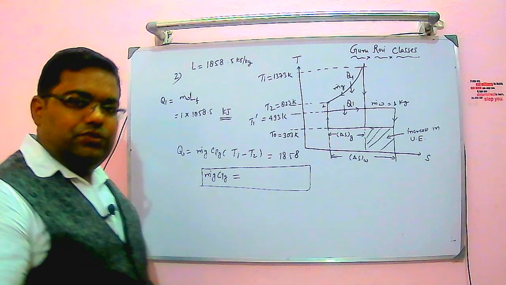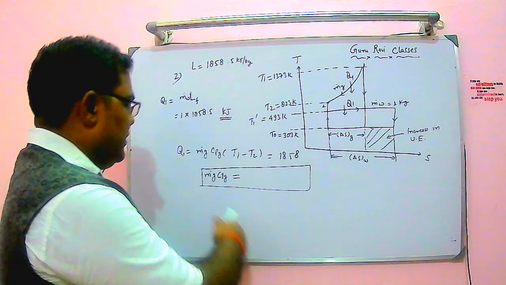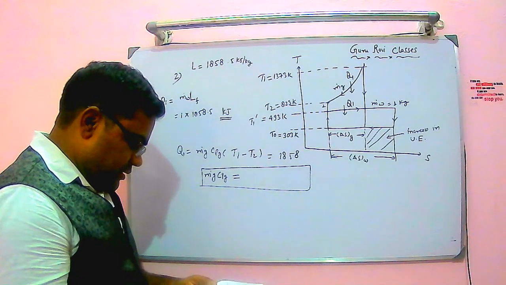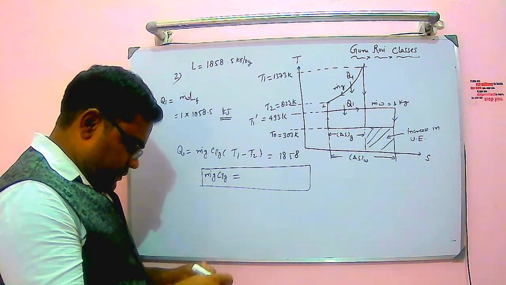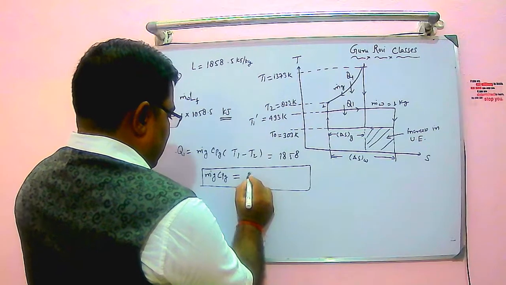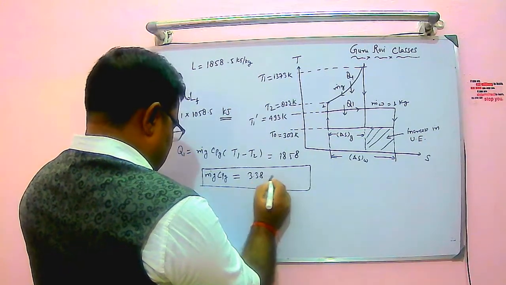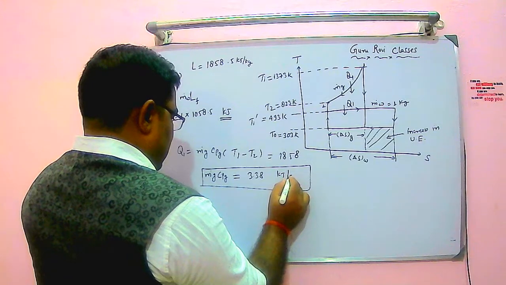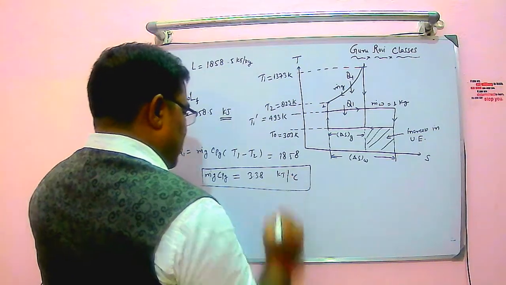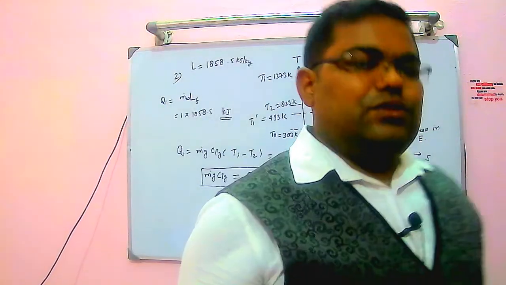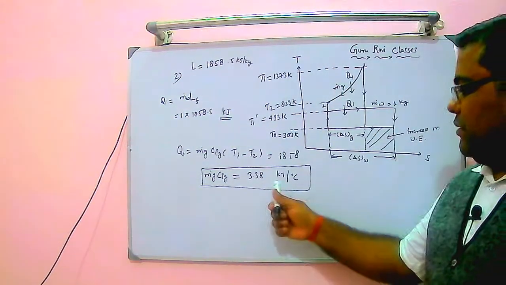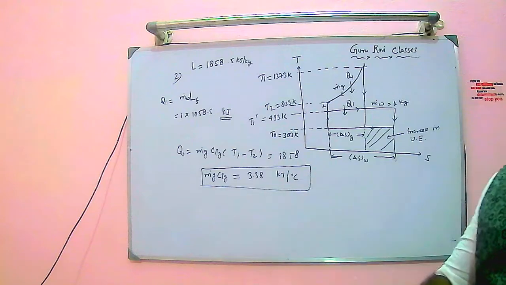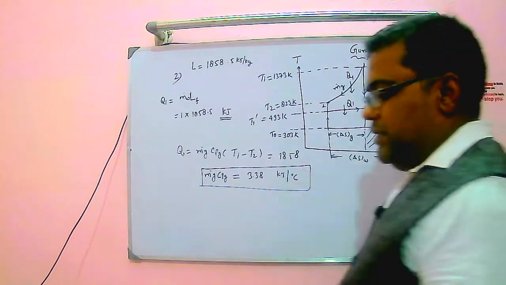Use your calculator and find it out. So the mgCpg value is coming around 3.38 kilojoule per degree C, or you can also write Kelvin. This is the answer for mgCpg.